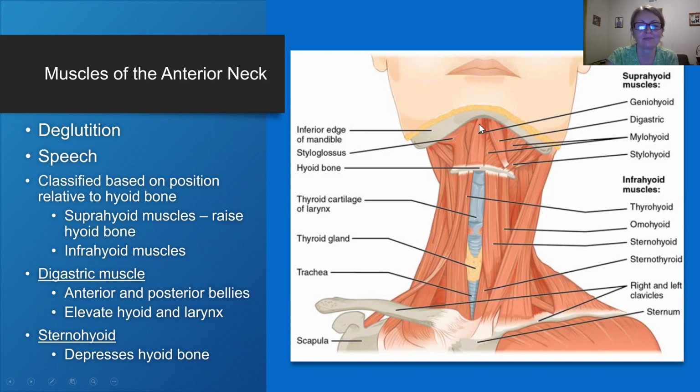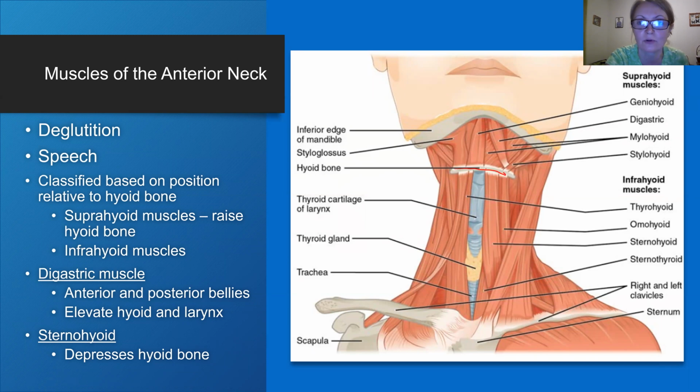650 muscles, right? But let's make sense of them, and we're just going to divide them into compartments, and I think that's going to be good for us. So their function is deglutition, that is swallowing, and speech. They are classified into two major groups based on their position relative to the hyoid bone.